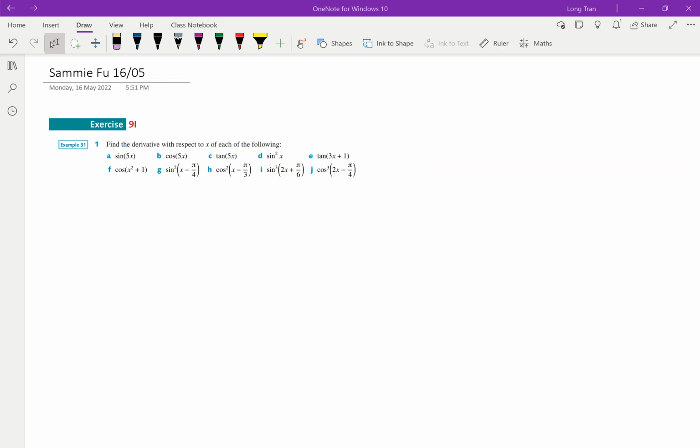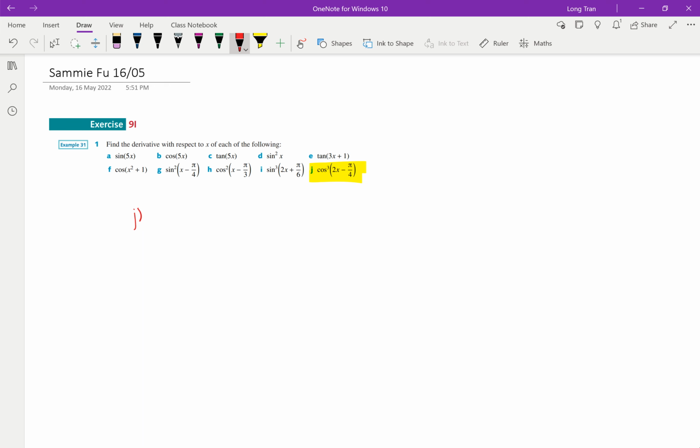Hey there, let's have a look at this example, exercise 9I question 1j. We're looking at the derivative with respect to x of the following. From a glance, it looks more like a chain rule problem here. So I would write it down as j.